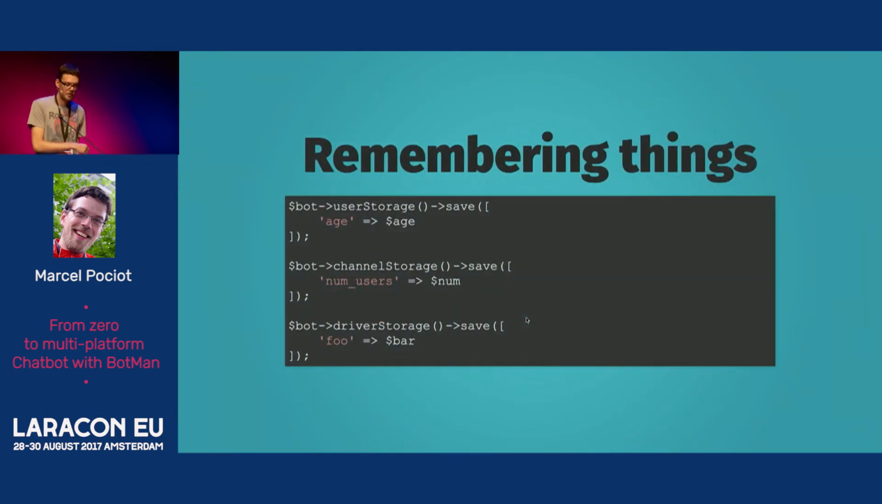And besides the user storage, there are two additional storage types. There's a channel storage, which you can use if your messaging service provides the ability of channels or groups, for example Slack, where you have different channels. You can store some information bound to the channel you're in, or Telegram, where you have multiple chat groups. Then the information is stored to the chat group. And, like an abstraction even higher, there's the driver storage, which is just bound to Facebook, Telegram, whatever.